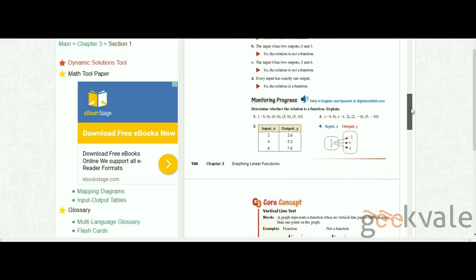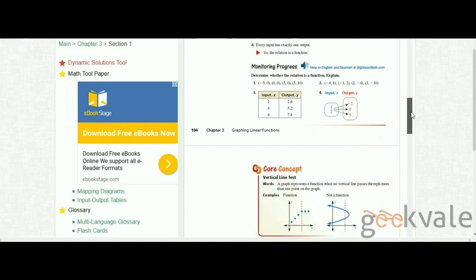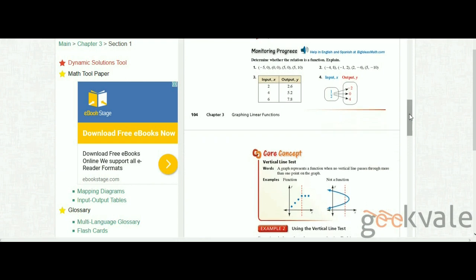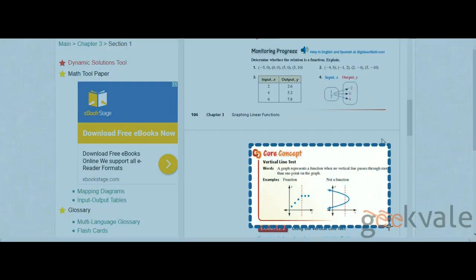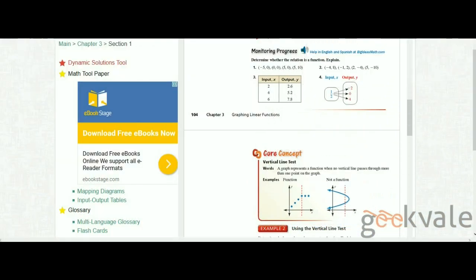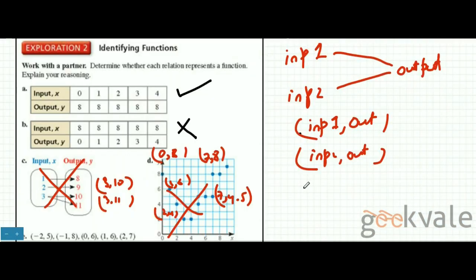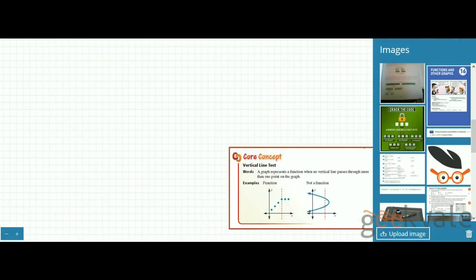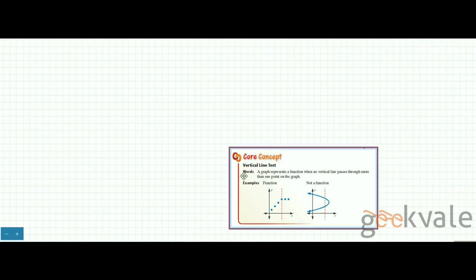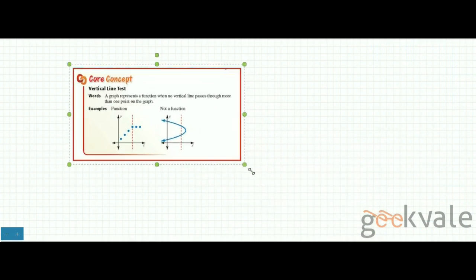So you can practice these questions in the monitoring progress. Core concept, very important thing: the vertical line test. If you have been given the graph of the function, you don't have to locate points, or write them down in the form of ordered pairs, or even draw the mapping to figure out if that represents a function or not. You can just go for the vertical line test.